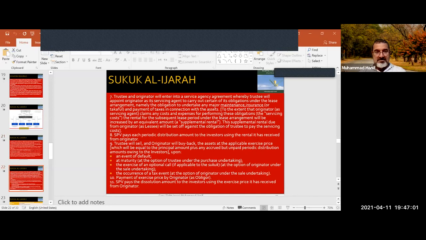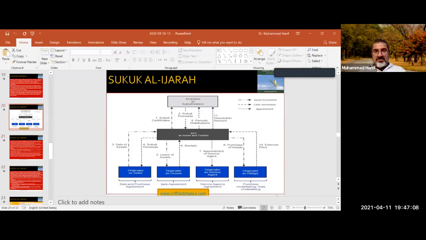Number 10 and number 11. If I quickly discuss: number 1, you are selling certificates to the investor, and money comes to you in number 2. Number 3, you pay this money to the issuer, so the asset comes to you, that is 4. Number 5, you lease the asset to the same person who sold the asset. Number 6, he pays you the periodic rentals. Number 7, you appoint him as a service agent for that asset. And number 8, you give periodic money to the Sukuk holders.